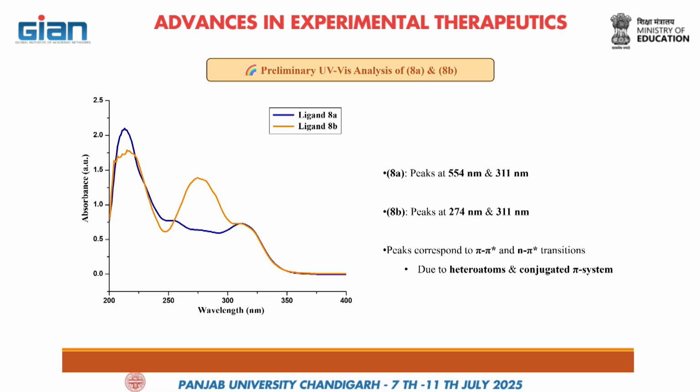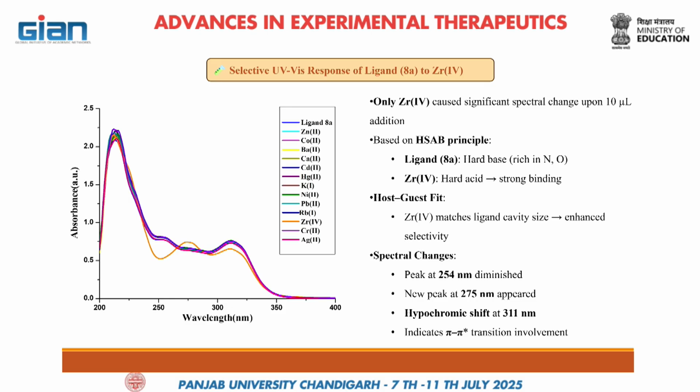Then preliminary UV-visible analysis of 8A and 8B was also done. 8A shows peaks at 554 nanometer and 311 nanometer, while 8B showed peaks at 274 and 311 nanometer. These peaks correspond to pi to pi star and n to pi star transitions. That was due to heteroatoms and the conjugated pi electron system in these compounds.